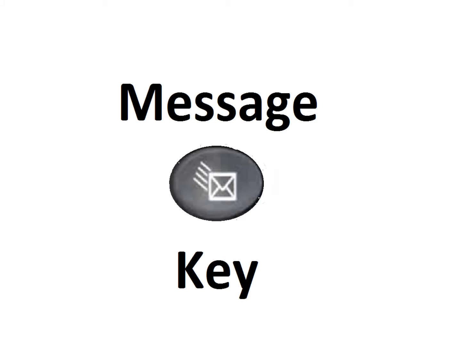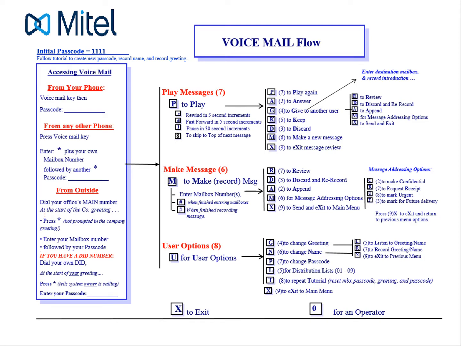So let's talk about the message key one quick time before we're done. There's a little flow sheet that's going to be available to you. I just want to show you how this works. The initial passcode is 1111, like I talked about. Everything in the box is ways to access your voicemail from your desk, from another person's phone, or from outside. So you can access your voicemail from your desk like we talked about. You press the message key, speaker, and then the key, put in the 1111 initially.